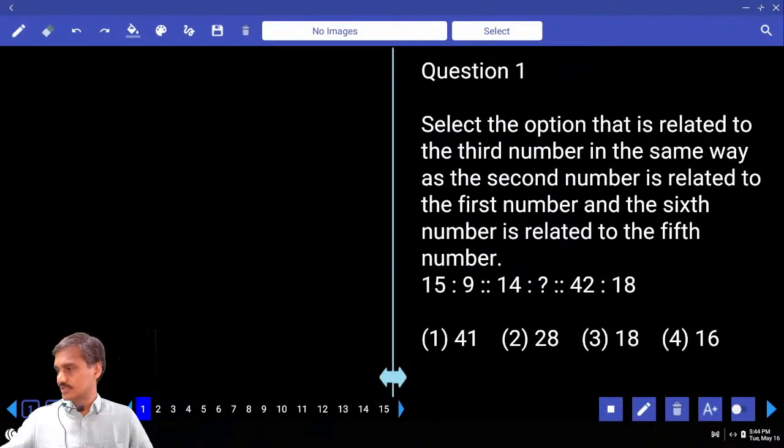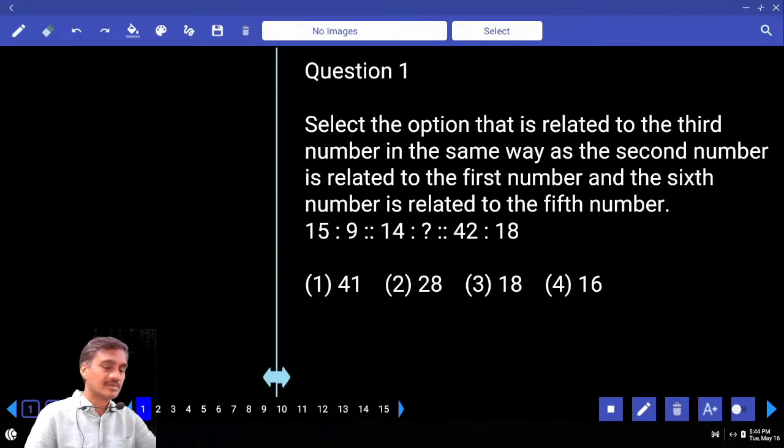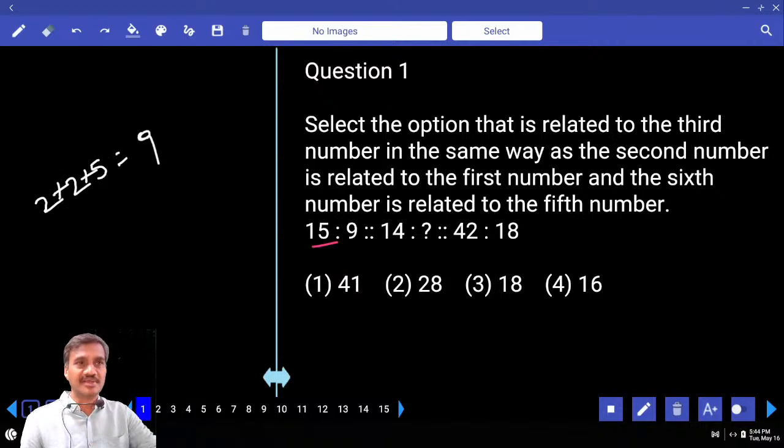Now paper number 34 CGL. Now in this 15, 9, 14 and so on. Any answer to this one? No? Now 15. What is 15 square? 225. 2 plus 5 is how much? 9. And in the same way, now 42.